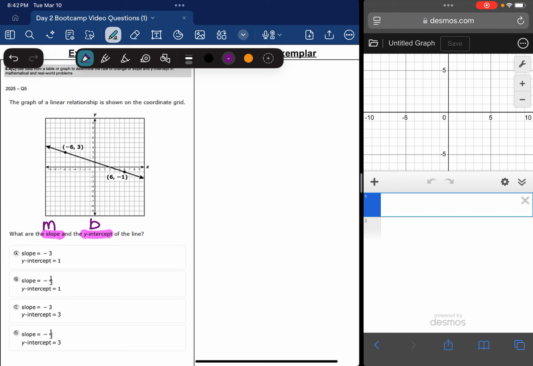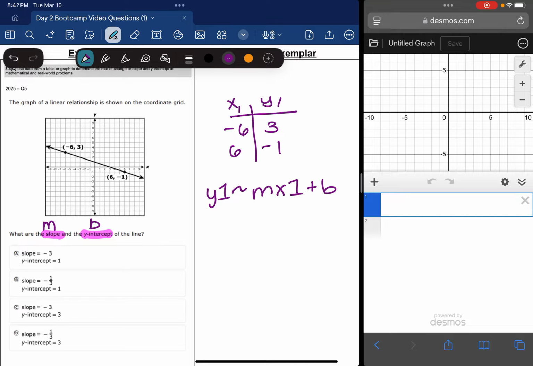We need to write that on our screen to scratch first. x1, y1, -6, 3, 6, -1. Then we're going to use our slope-intercept decimals-friendly formula, which is y1 ~ mx1 + b. And that's going to give us m, our slope, and b, our y-intercept.